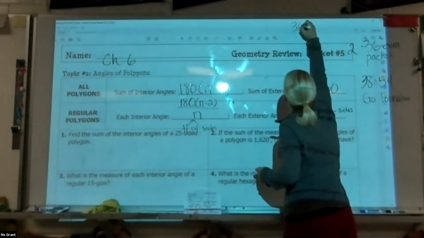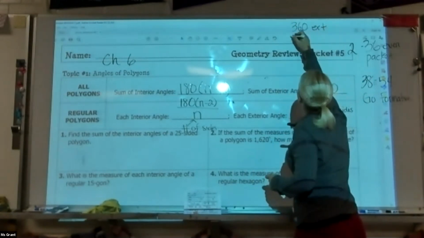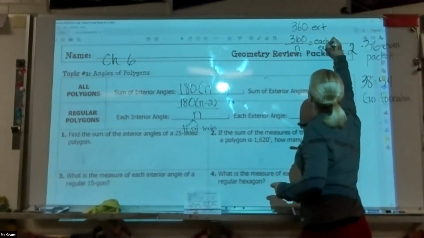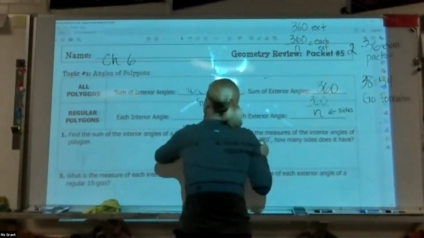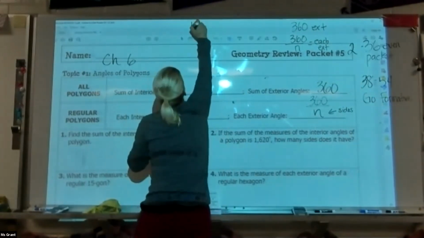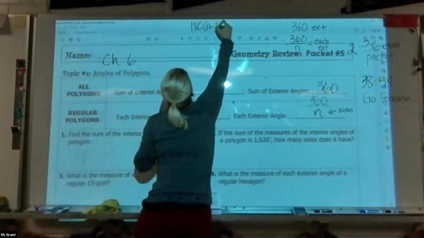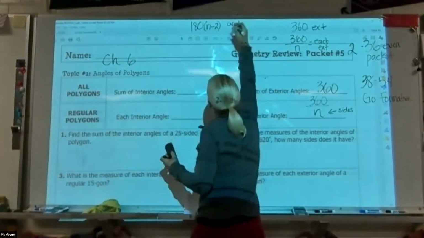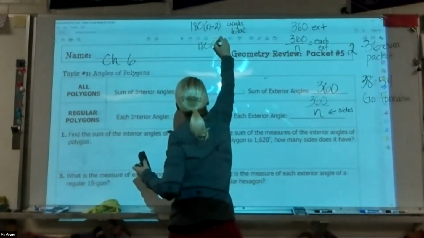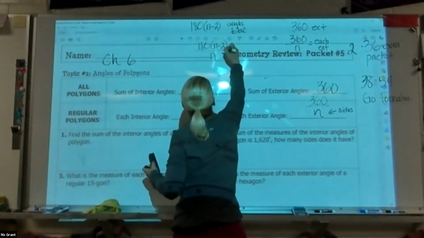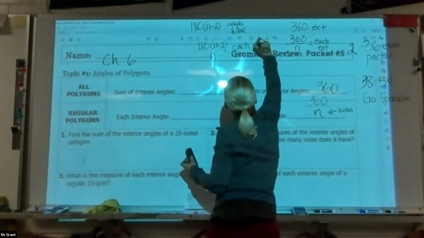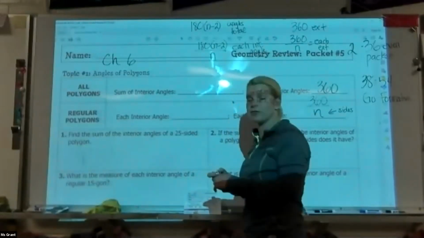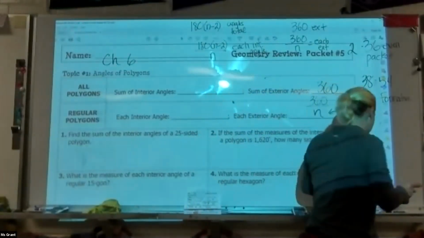I can do 360 exterior. 360 divided by n is each exterior, right? In case you want to see it as we go, 180 times n minus 2 is the angles total. 180 times n minus 2 divided by n is each interior angle. I really could go for a truly brand new black marker right now.